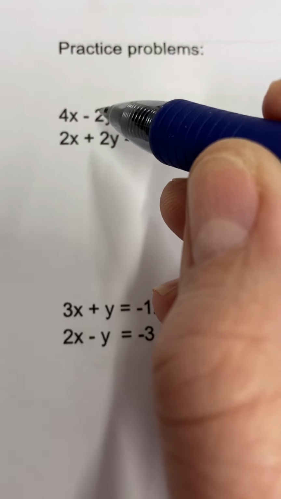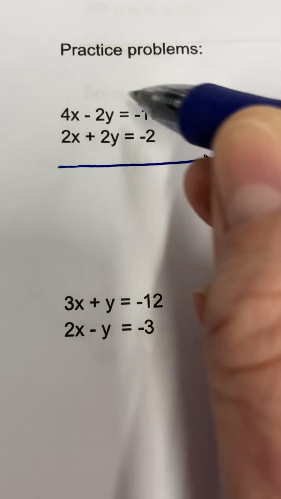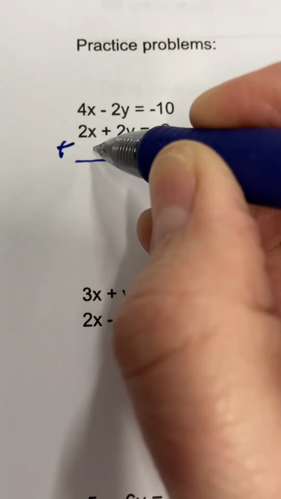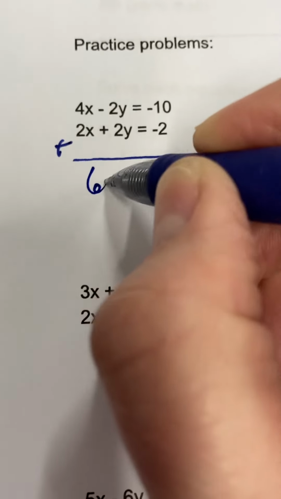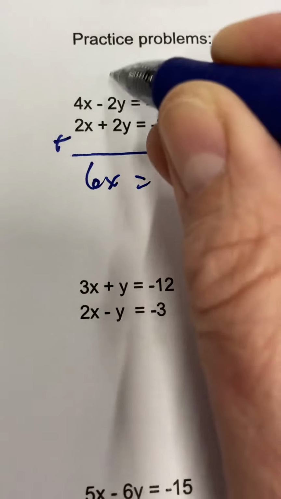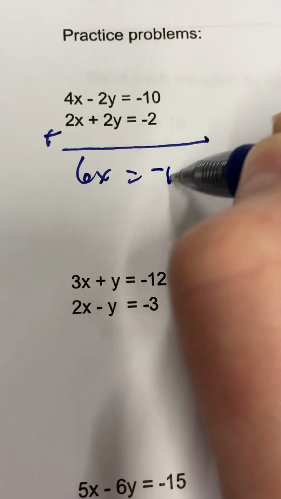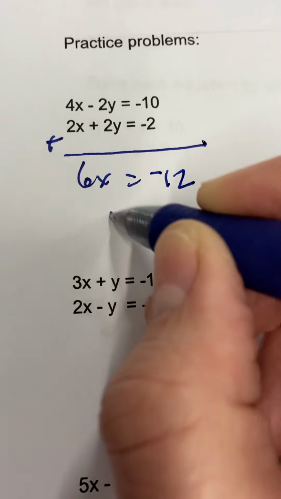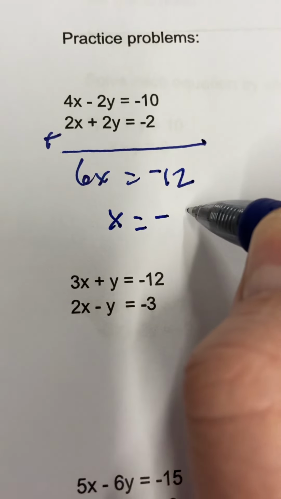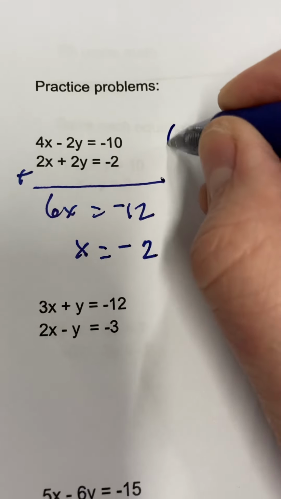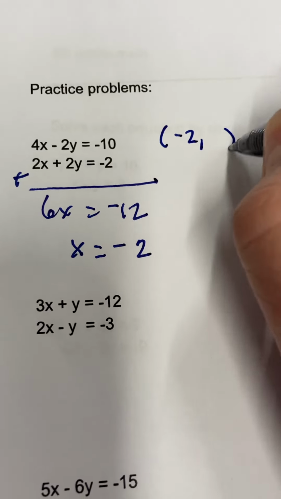All right, so if you take a look here, we have the negative 2y and the positive 2y. So all you're going to do is add down, and you have 4x plus 2x is 6x. Your y's are going to eliminate. That becomes a 0. You add down here, you get a negative 12. You divide by 6, so you get x to equal negative 2. So that's the x of your ordered pair, negative 2.